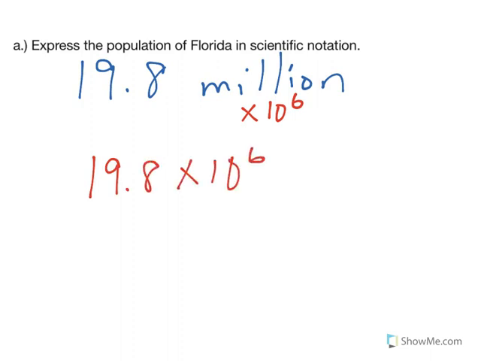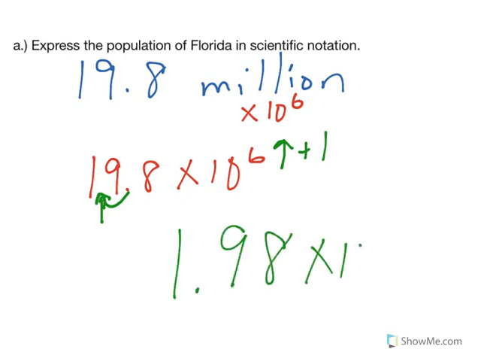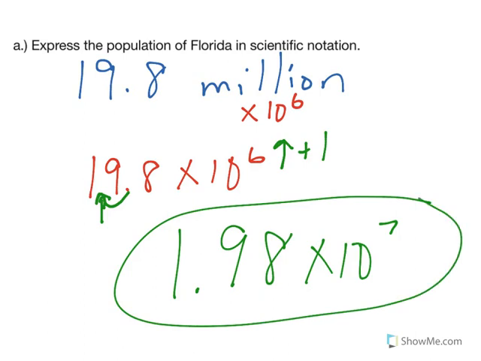But hopefully the bells are ringing because this is not scientific notation. Our first number must be between 1 and 10. 19 is bigger than 10, which means positive exponent. So when I say I need to move my decimal one place over, that means my exponent's going to go up by 1. So in scientific notation, I have 1.98 times 10 to the 7th. And there's the population of Florida.